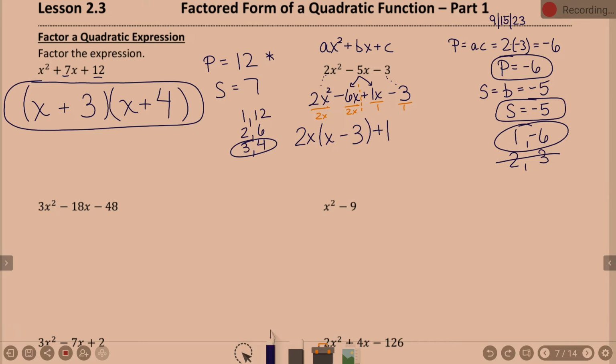And then, what is 1x divided by 1? Just x. Minus 3 divided by 1 is? 3.